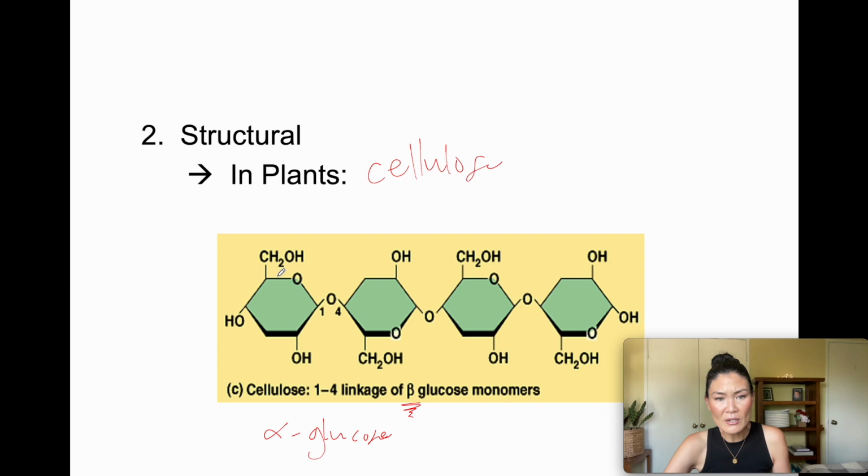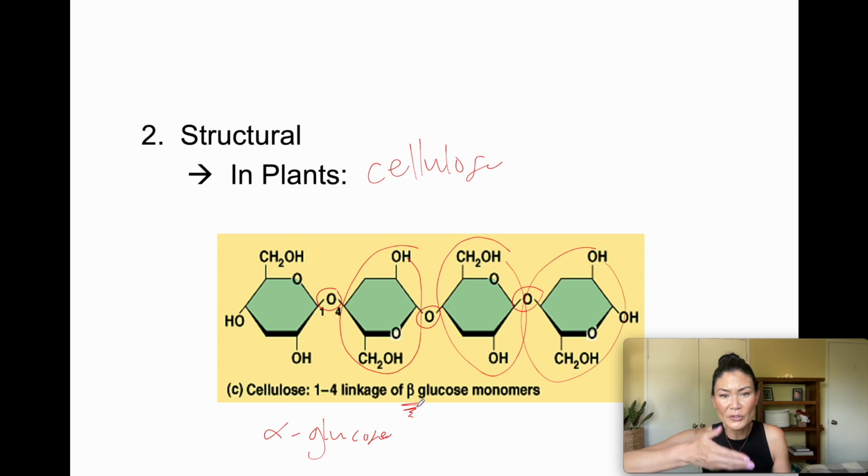With beta glucose, you'll notice that each glucose molecule, like this one, is upside down in orientation, and then this one is right side up, and this one's upside down. So notice how the glycosidic linkages and covalent bonds are alternating: right side up, upside down, right side up, upside down. So cellulose is very tough. It's a very tough polysaccharide.